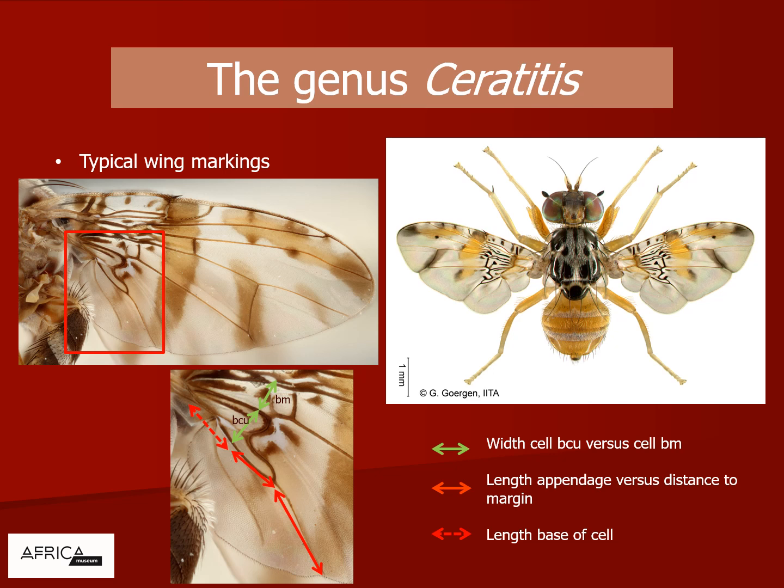Regarding the shape of cells BCU and BM, also here the green double-headed arrows indicate that the width of cell BCU versus BM is approximately the same. The length of the finger-like appendage of cell BCU is distinctly shorter than the distance from the tip of the appendage till the wing margin, shown by the red arrows. It has a typical shape with a constricted or narrowed median part. The appendage itself is about the same length as the base of the cell, the latter indicated by the dashed red line.